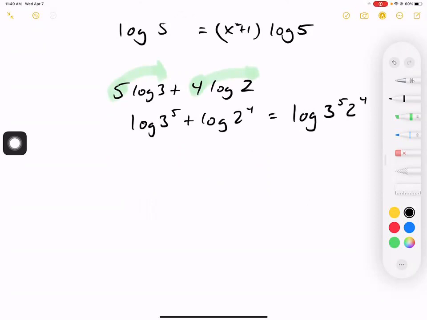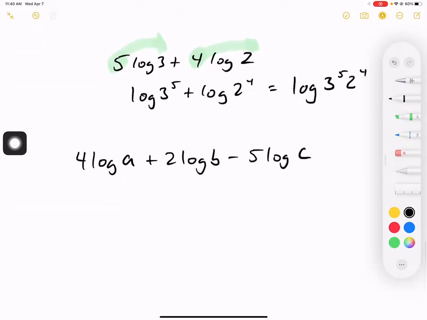Let's make this problem a little harder. 4 log a plus 2 log b minus 5 log c. Now we're kind of mixing all the things that we've done today around to each other. So before I start combining logs, I need to get rid of this 4, 2, and 5. That's log base a to the 4th plus log base b squared minus log of c to the 5th. See, I just moved the exponent to the top.